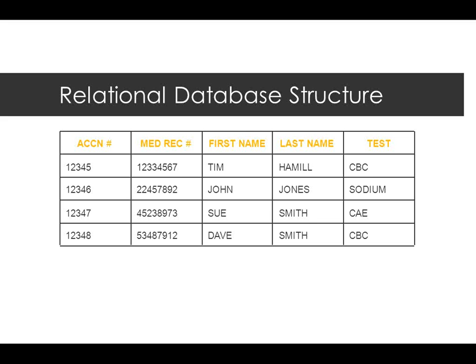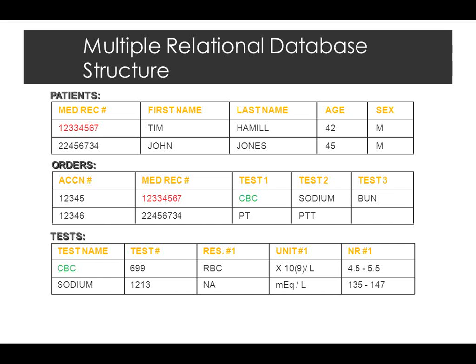So say I wanted to know, well, what are the components of a CBC? Well, this flat file arrangement won't allow me to display that. I've got 10 different members in a CBC, and I want to be able to display those out. You can't do it in this flat file structure. But I could link this to another file, and that's the multiple relational database structure.